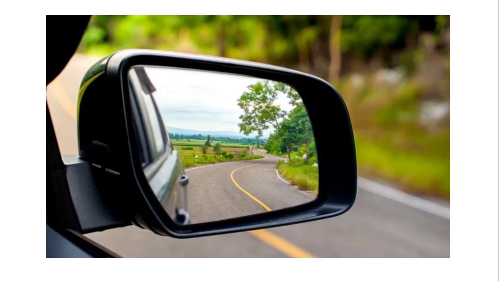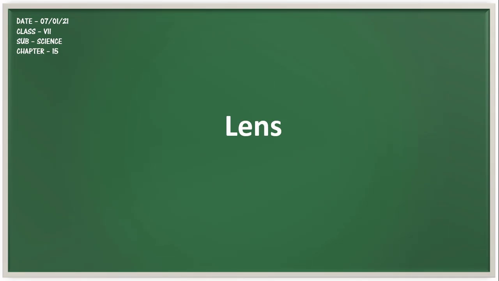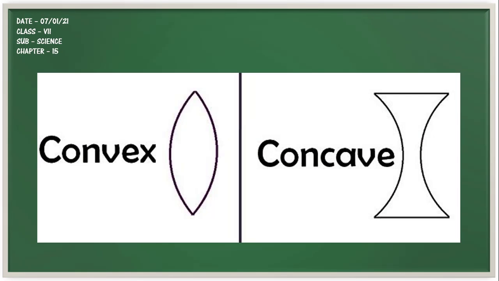Now, image formed by lenses. A lens is a piece of transparent glass bound by two spherical surfaces. Lenses are transparent so that light can pass through lenses. And lenses are of two types, convex lens and concave lens.